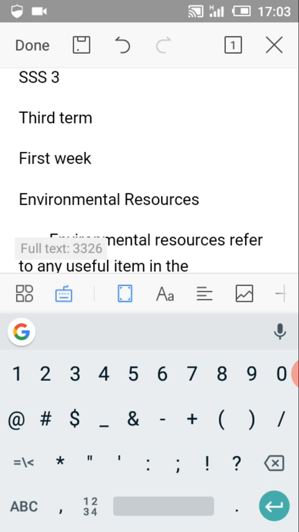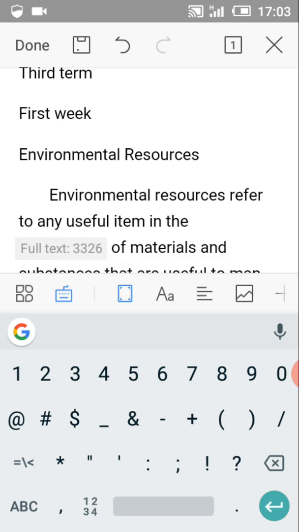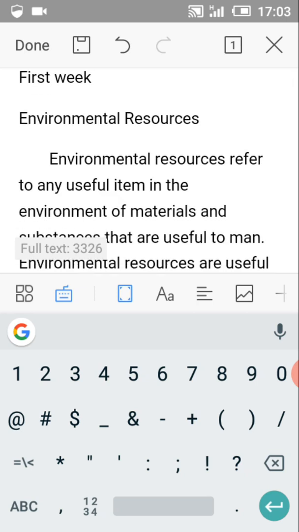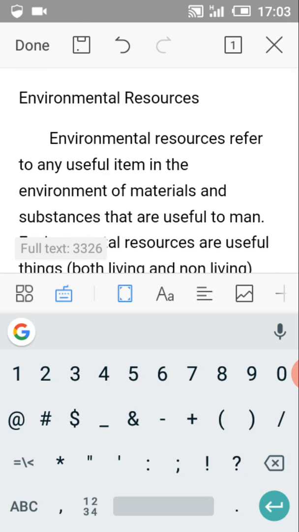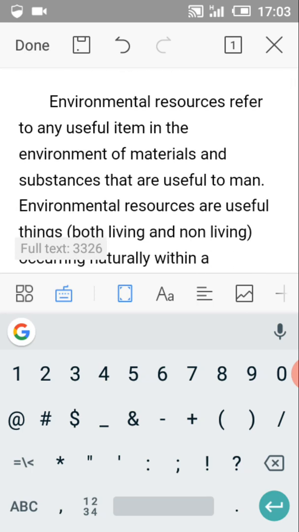This is Geography class for SS3, the first week. The title of our lesson today is Environmental Resources. Environmental resources refers to any useful item in the environment, or materials and substances that are useful to man.